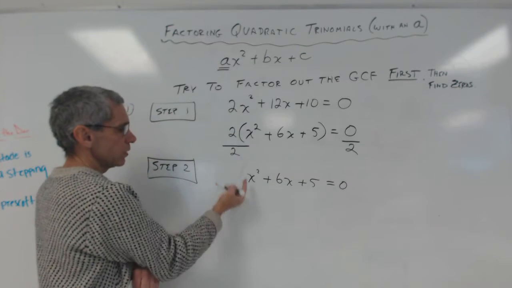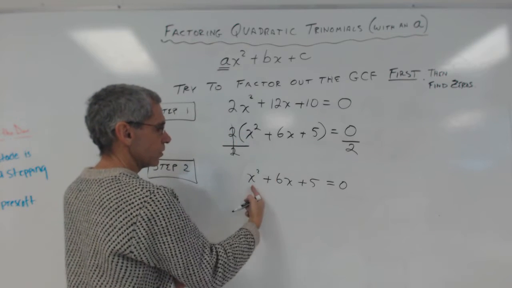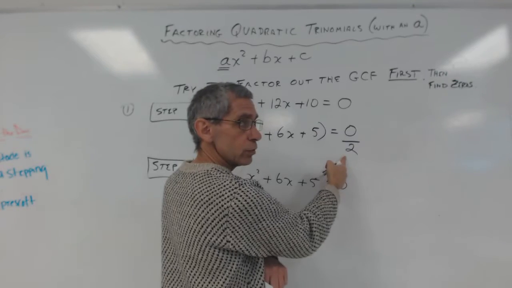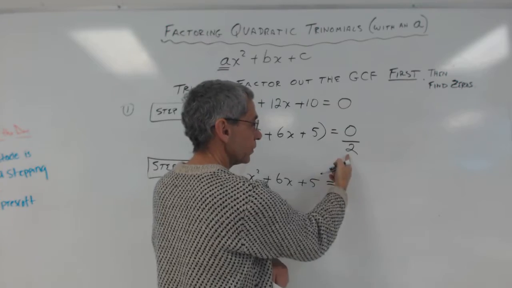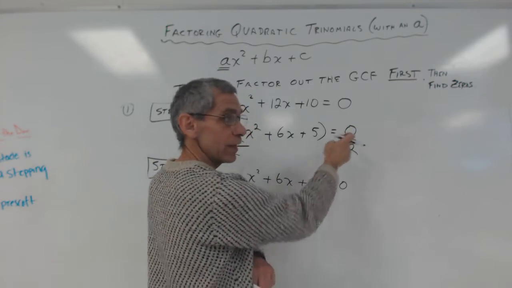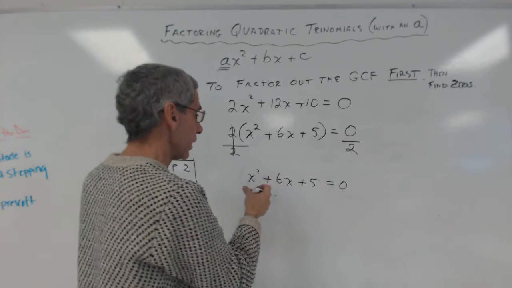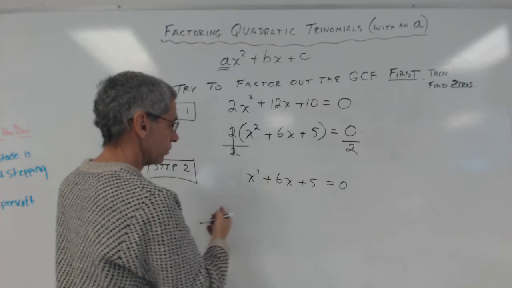Now, the reason why is 2 divided by 2 is 1. 1 times this is just this, so I can just write that. 0 divided by 2. How many times does 2 go into 0? 0 times. So we just got rid of that 2 easily because it equals 0. If it was any other number, we wouldn't get rid of the 2. But because it equals 0, we got rid of that 2.